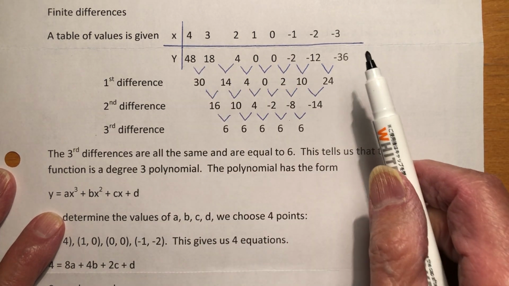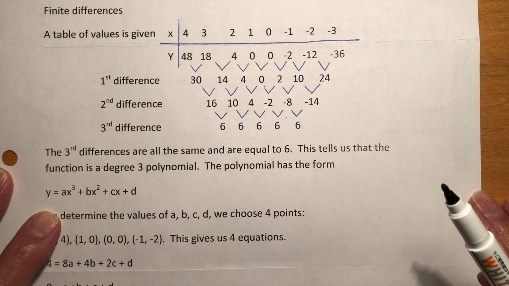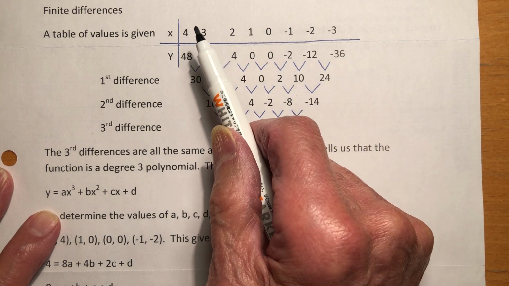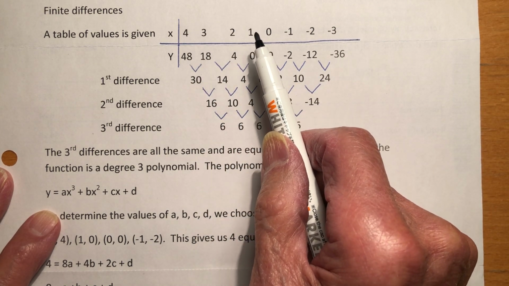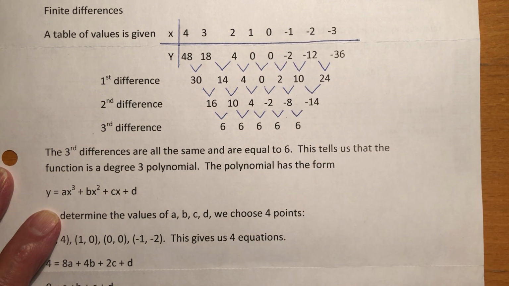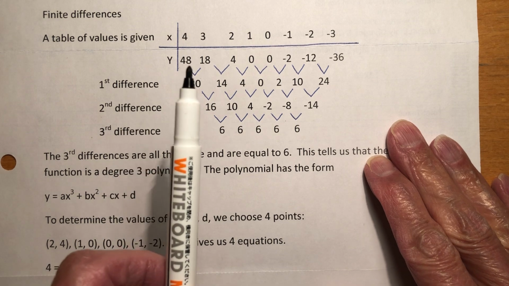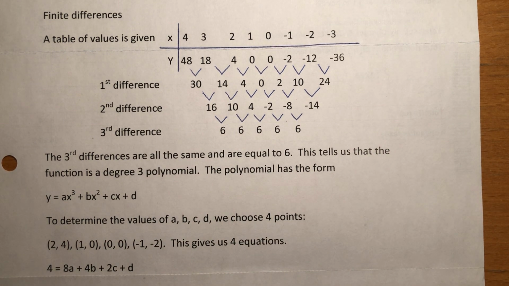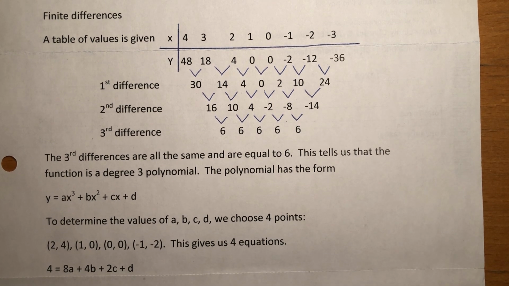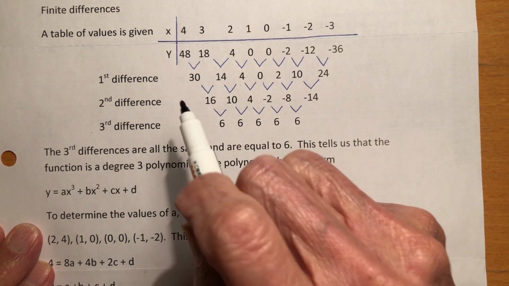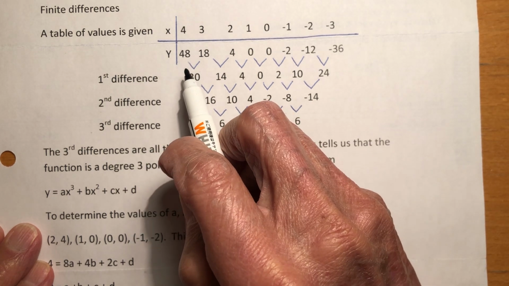Now, this table must be given. I want you to pay attention that the neighboring x values have a constant difference, just 1. You can have a difference of 2, but then every time you subtract 2. In other words, the difference has to be the same. Now, once you have the x and y, you subtract the y, you find the difference of y.